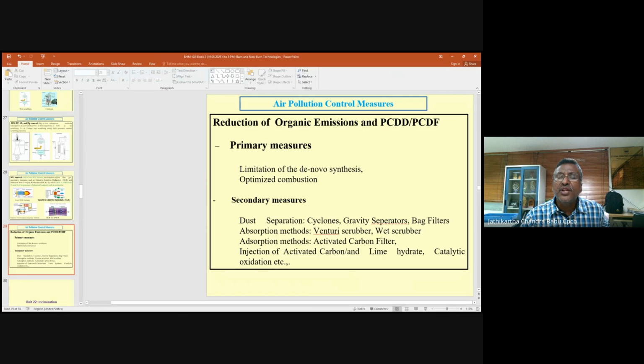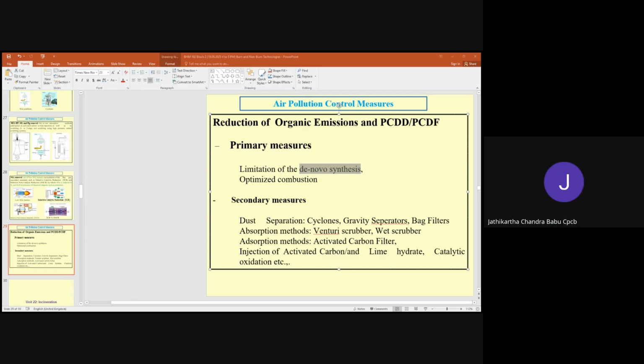Limitations of the de novo system mean you have to reduce the temperature. See, regarding the temperature to be maintained in the incineration, in the primary chamber, please kindly remember this value, what I am saying. In the primary chamber, you have to maintain a temperature of 800 degrees centigrade.